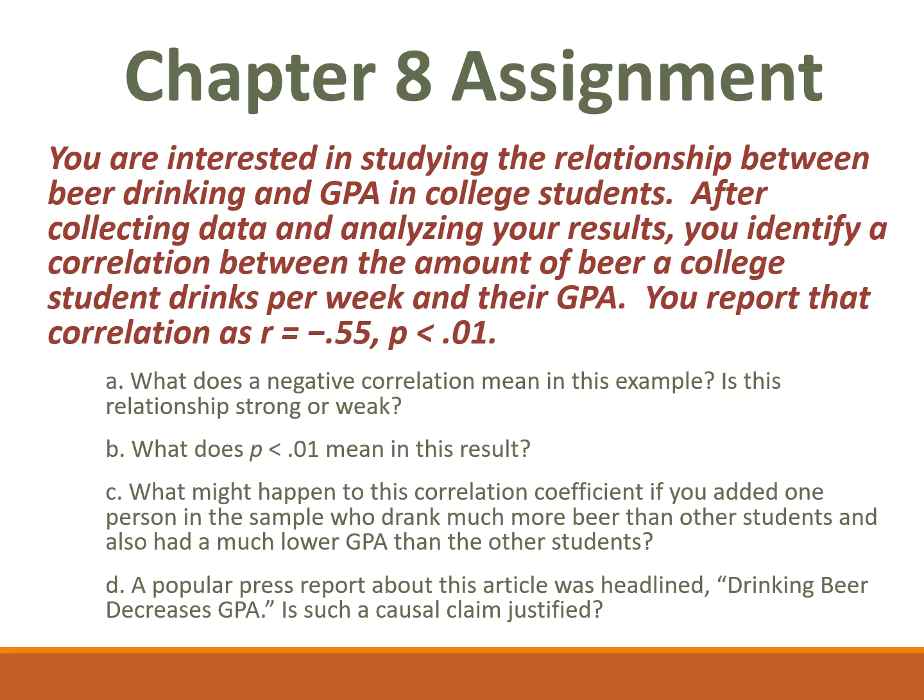So your assignment for Chapter 8 is pretty straightforward. You're going to be given an example, and you're going to be asked some questions. So what does a negative correlation mean in this example? Is this relationship strong or weak? So the big things to remember here is the strength is the number. The sign, whether positive or negative, is simply the sign. And again, if it's negative, that means that as one variable went up, the other one went down.